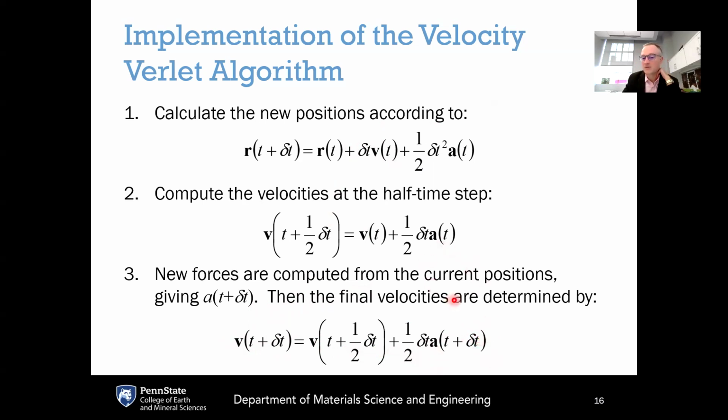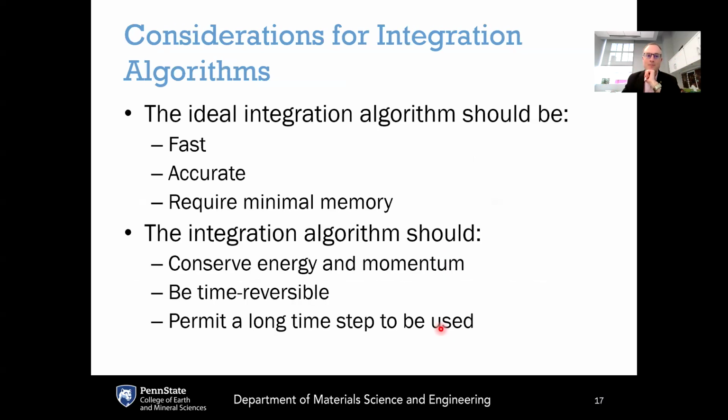And so this is effectively using the current acceleration for the first half step, the final acceleration for the second half step. So it is effectively giving an average acceleration to take the full time step forward.